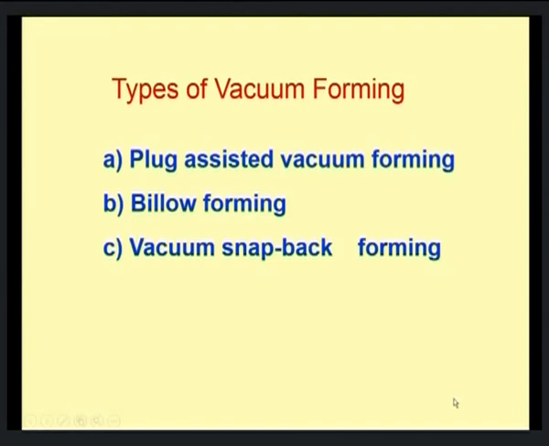This could be overcome by other methods, that is, the other variations are plug assisted vacuum forming and bellow forming. So, bellow forming is again a variation of plug assisted vacuum forming wherein a pressure bubble is used.